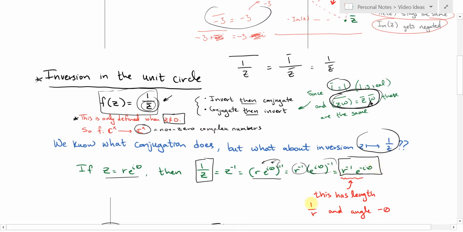So that first something is 1 over r, that thing on the outside. That's the length of it, or the modulus of it. And the angle is whatever you're multiplying by i in the exponent of e, and that's negative theta. We're multiplying i by negative theta. So that's our angle, that's our argument here. So 1 over z does what? It inverts the length and it negates the angle.